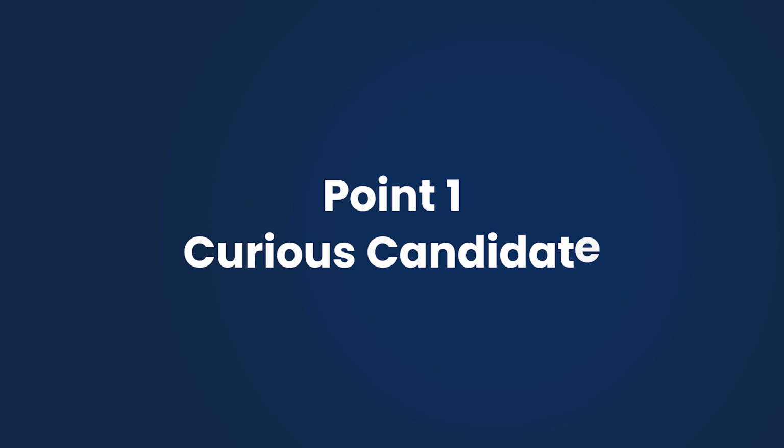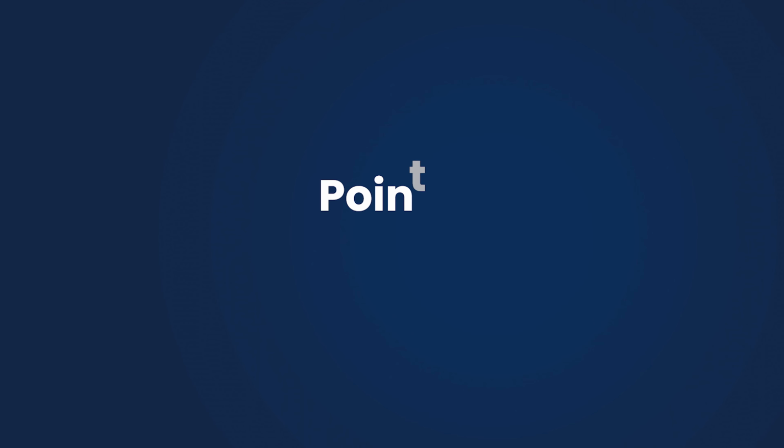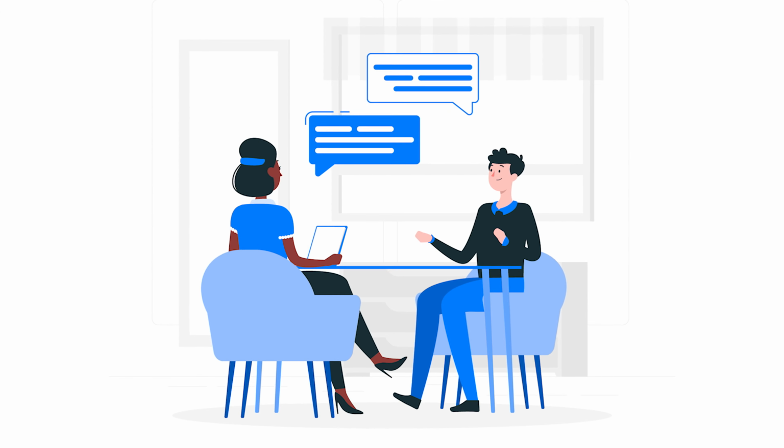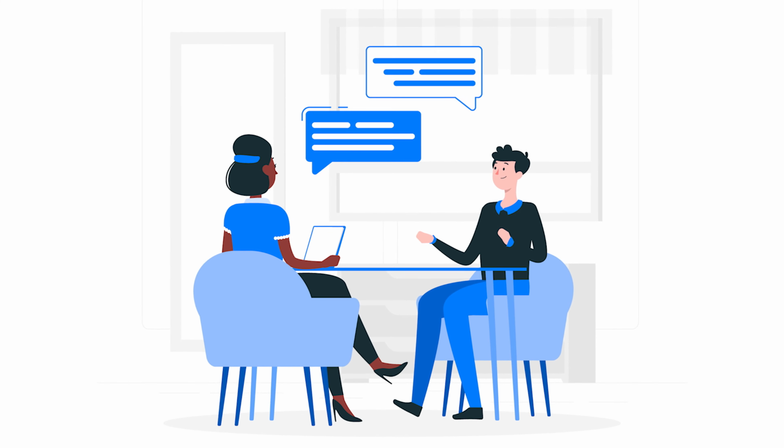First is a curious candidate. A candidate that asks follow-up questions, wants to learn more, wants to get the complete information, has good decision-making skill. Point 2. Great communicators. Any candidate that has analyzed the situation and has come to a conclusion should be able to explain the complete process effectively. Point 3. Balanced decision. So the candidate has to have a balance between the time that candidate is taking to take the decision and how effective it is. It has to be balanced.